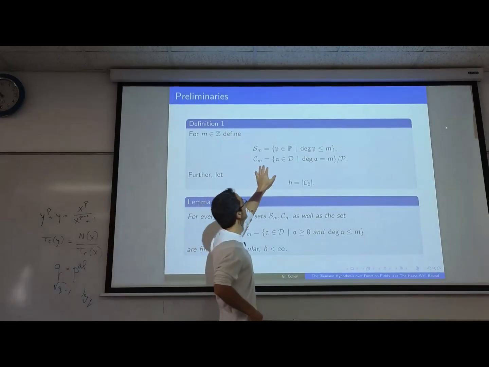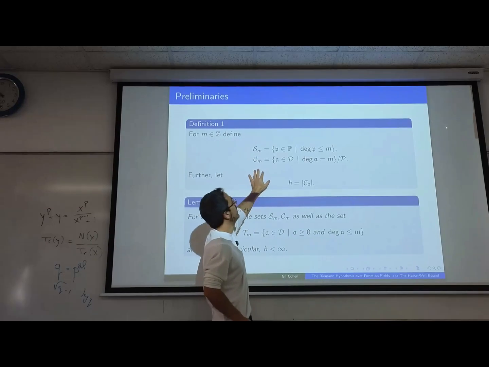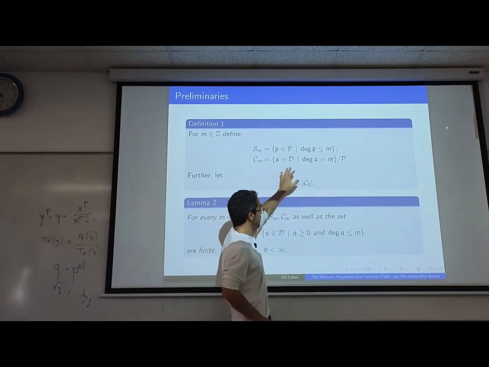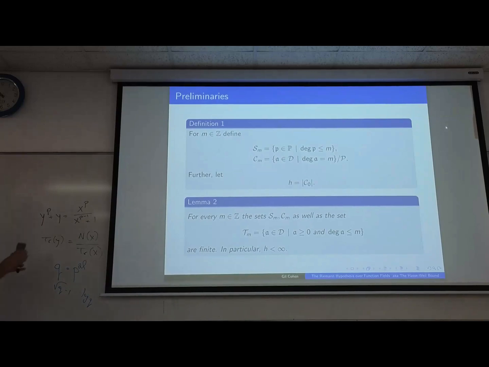So what I'm saying is that C_m, also S_m, but that's just a tool for me, so I don't care. C_m, like if you look at all degree m divisors, I'm going to use it again and again, so let me write it here. So C_m, you look at all divisors of degree m, but you mod out by P.